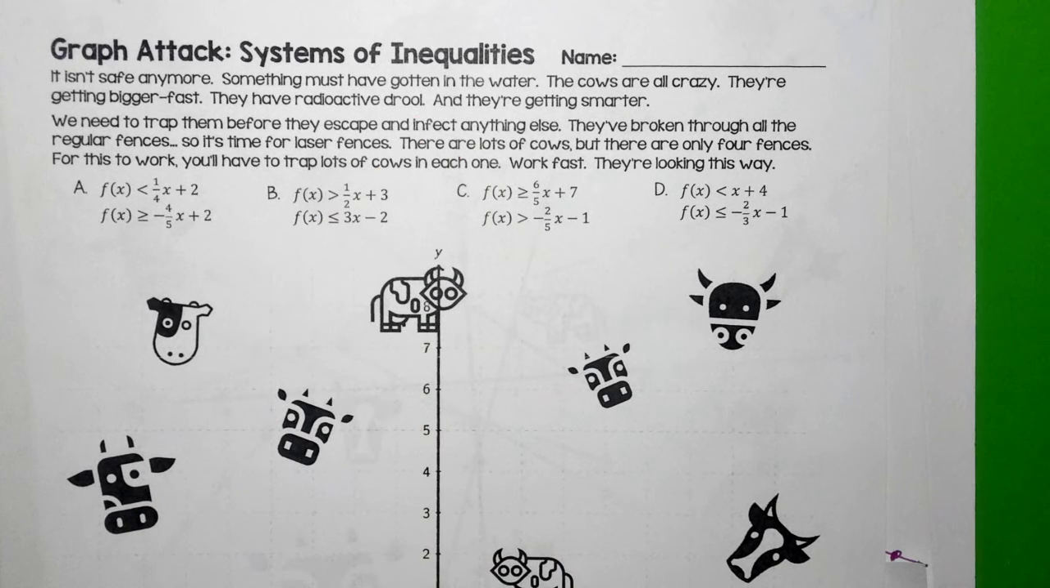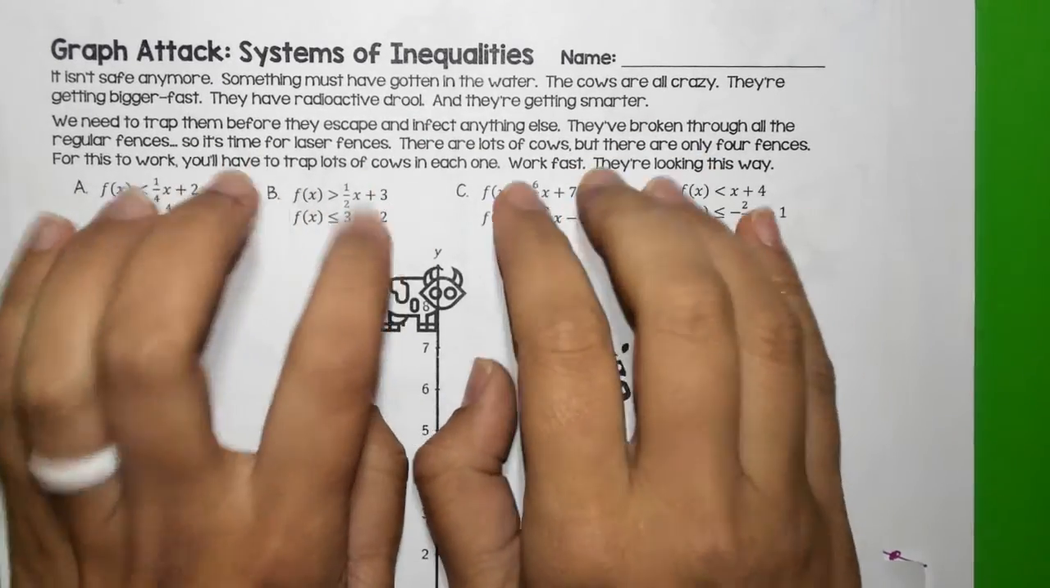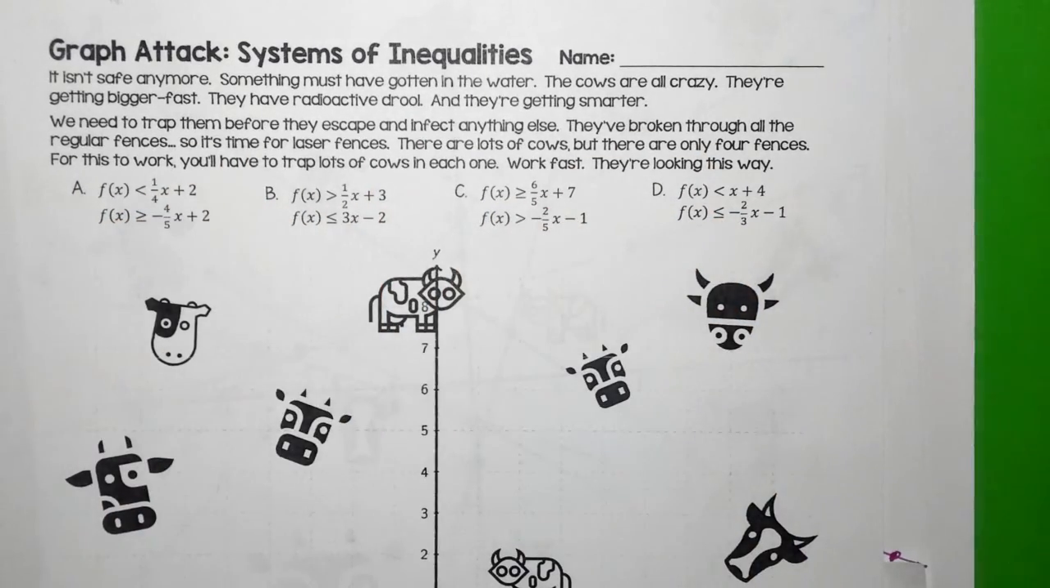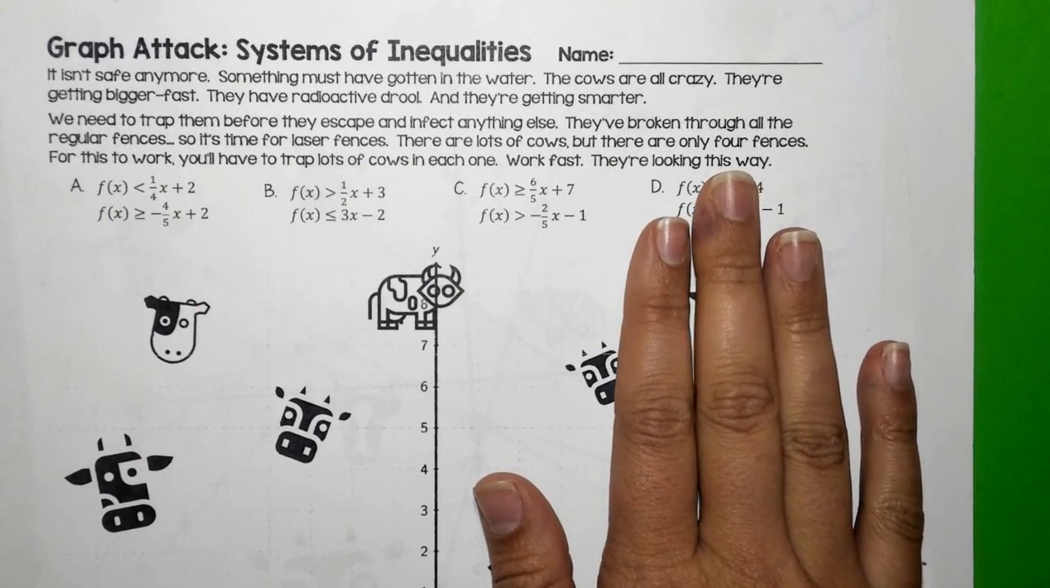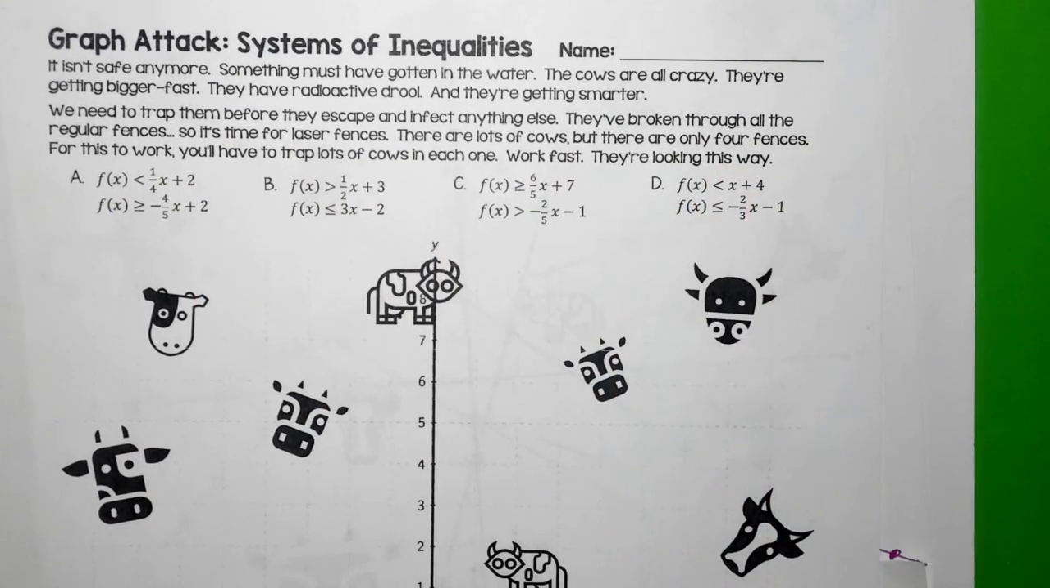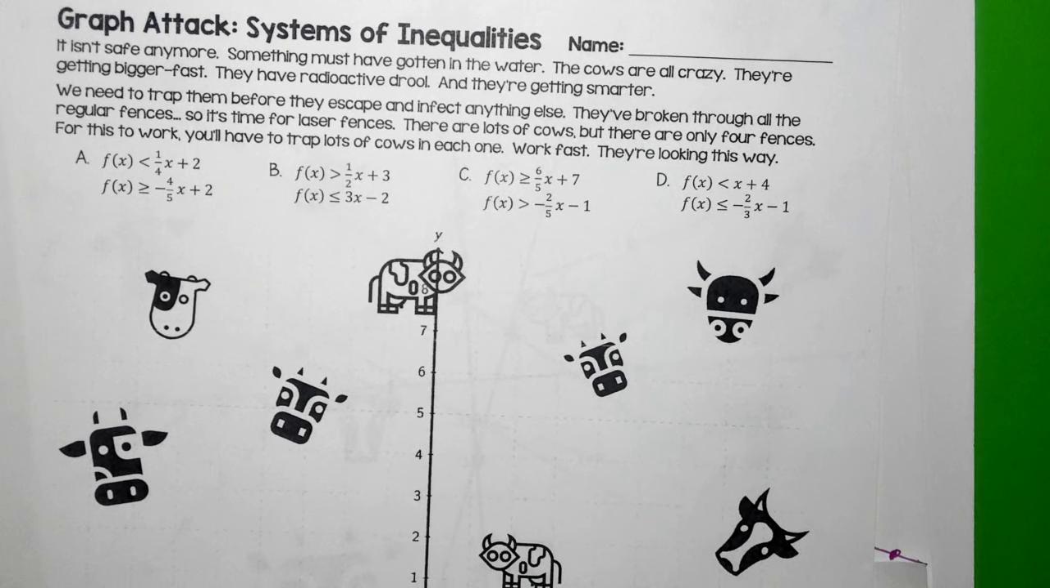We need to trap them before they escape and infect anything else. They've broken through all the regular fences, so it's time for laser fences. These create our laser fences. So what I want you and your group to do first is to graph everything. I would use different colors, and then we'll shade together at the end. Okay? Ready, set, go.